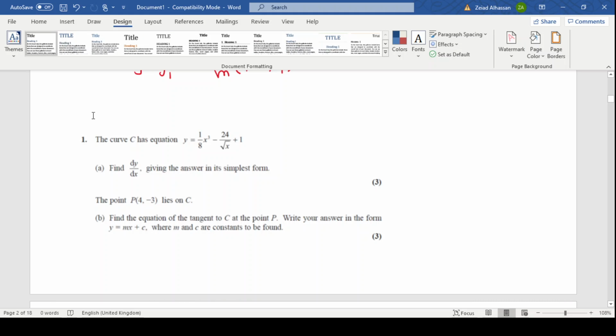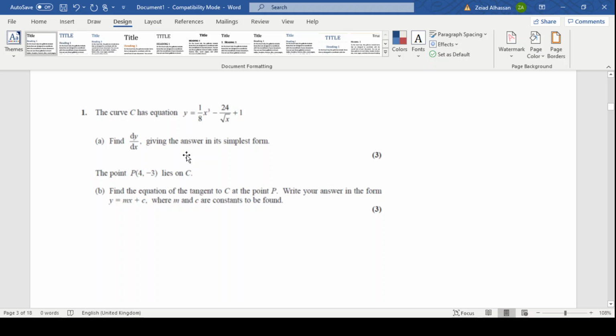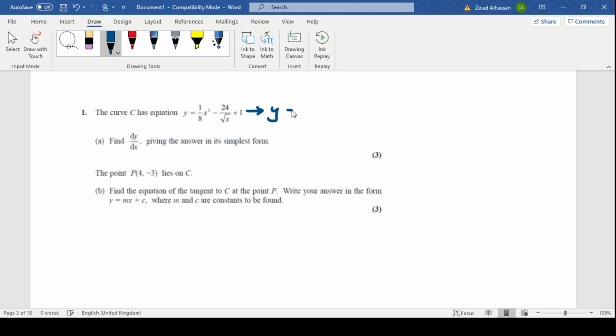Now the curve C has this equation, and find dy over dx. Of course, as you know, this equation has to be written in the proper form so we can differentiate it. So y is equal to 1 over 8 x power 3 minus that fraction, that's x power half. When you take it up, x power negative half, minus 24 x power negative half plus 1.